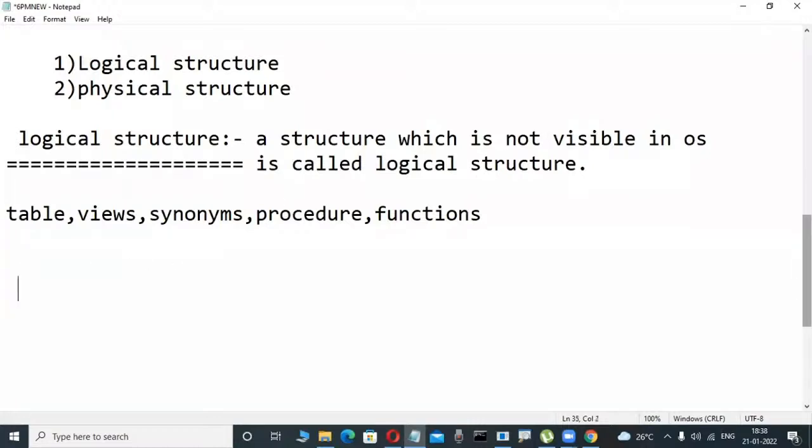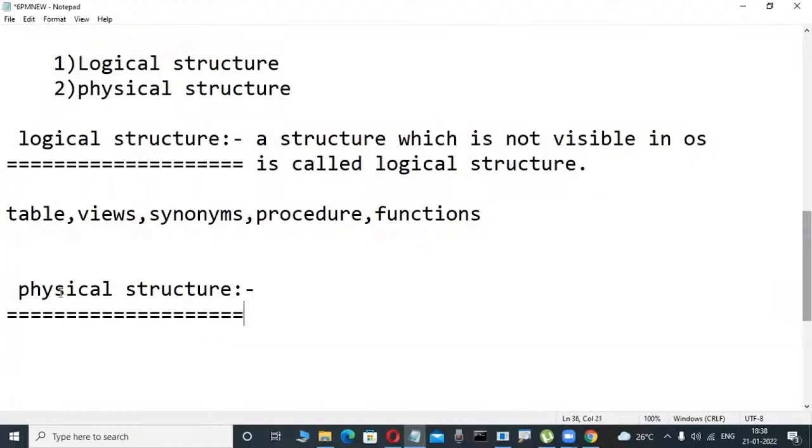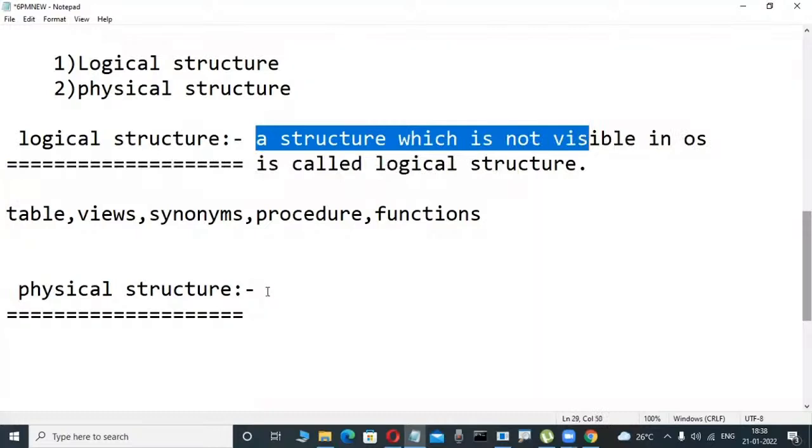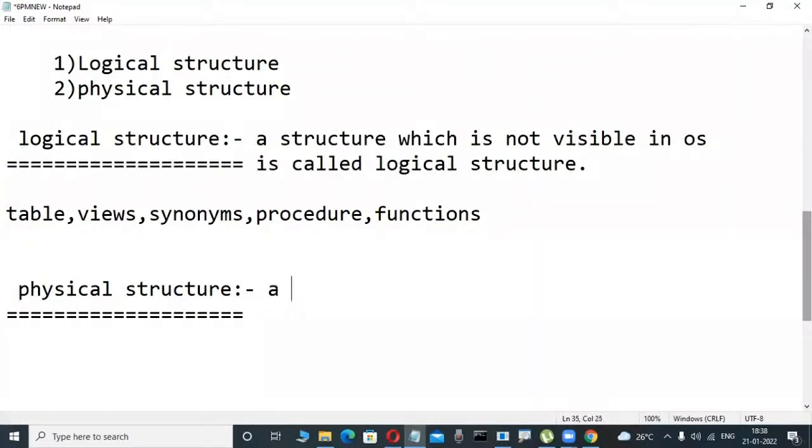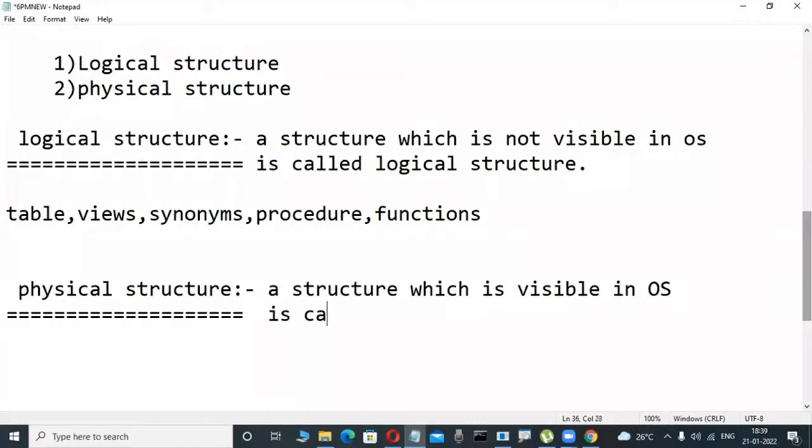Now observe it here. What is physical structure? Don't write it. Just roughly observe it here. Physical structure is there. Just for the idea purpose only. What is a physical structure? This is the opposite only. A structure which is visible in the operating system, which is visible in the OS, is called the physical structure.